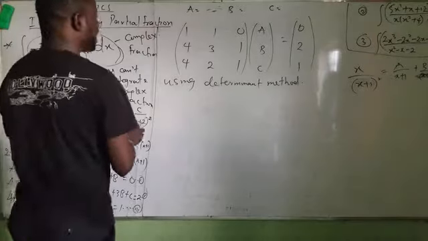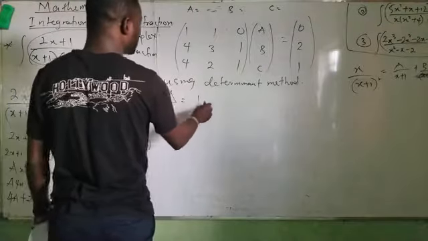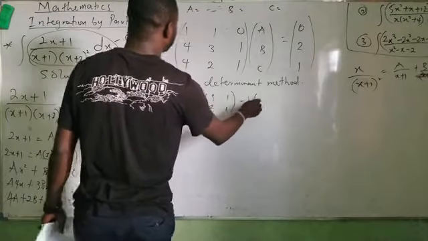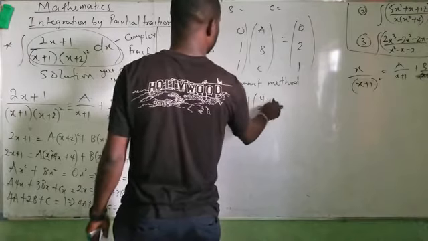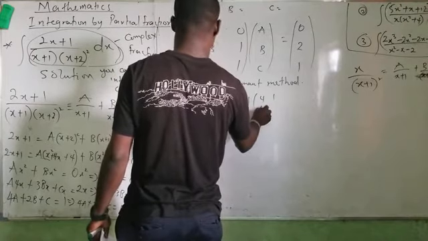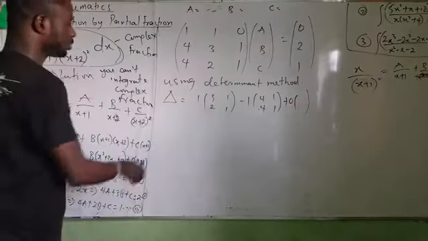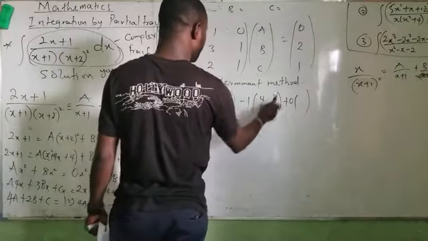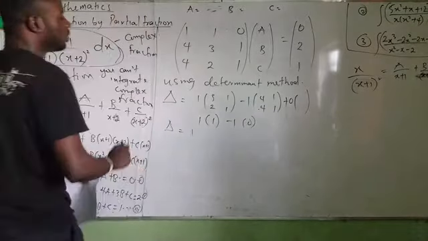Now, look at this. I will move on by finding the determinant of this matrix. Please take note of that. I have 1 bracket of (3 times 1 minus 2 times 1), minus 1 bracket of (4 times 1 minus 2 times 4), plus 0 of what? 0 will not give me anything. Determinant equals 1. That is the determinant.